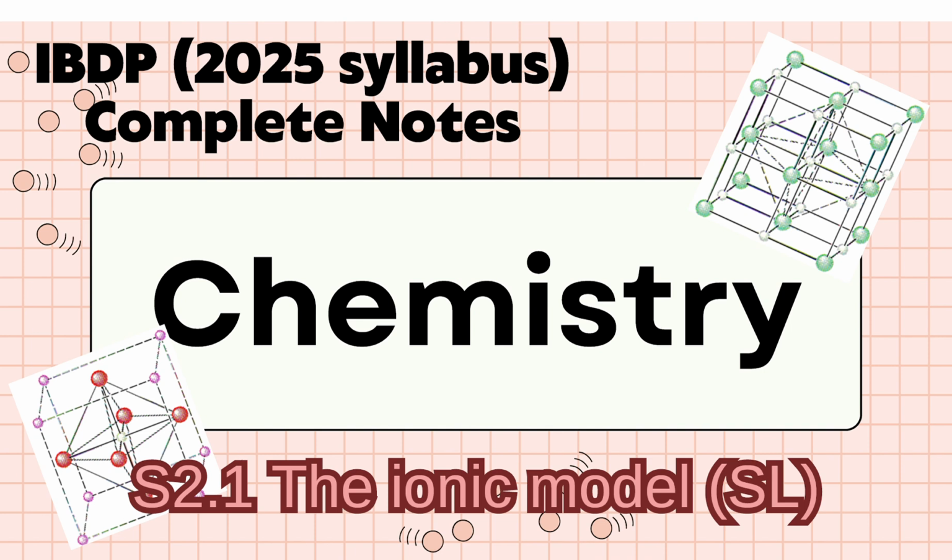I'm glad that we are moving towards S2. Remember, S1 is the particulate nature of matter, and S2 is about models of bonding between atoms, how they form molecules, how they form ionic compounds. It's a very funny, interesting part. The first one is the ionic model, how ionic compounds are formed.